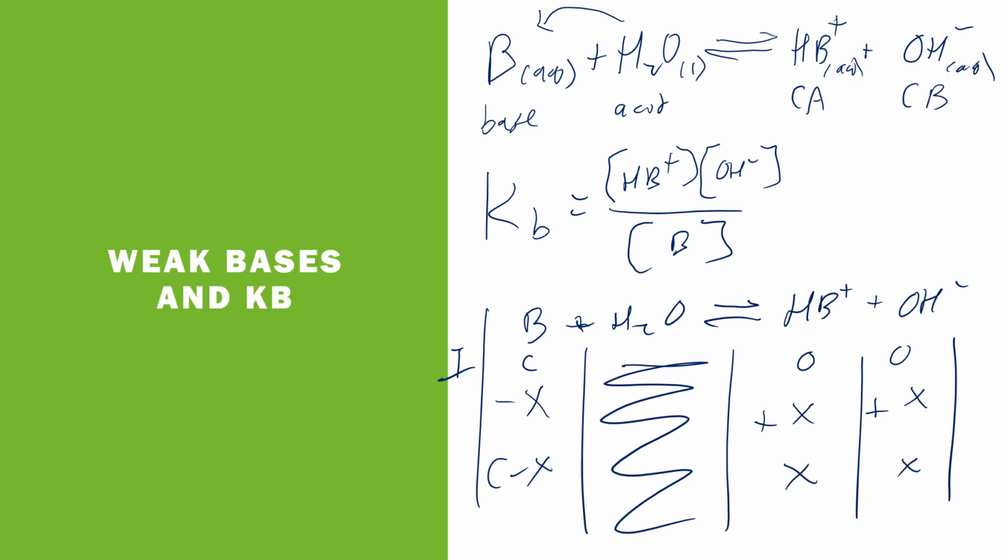Now you can plug those values back into your Kb expression, depending on what they give you, and if you are able to solve for X, that's great because it's equal to your hydroxide ion concentration. So if you take the negative log of X, you get the pOH, which is great, because from pOH you can really easily find the pH of the solution. So that's how we solve weak acid and weak base equilibrium.